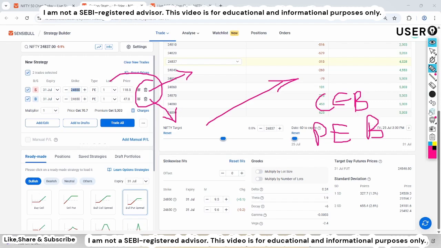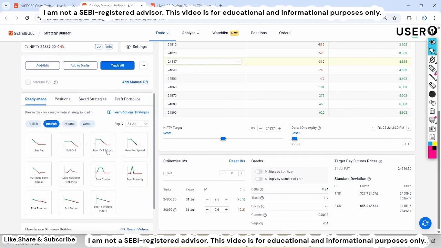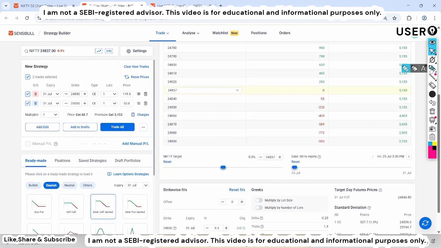Similarly, I will be showing you the bearish one. See, sell, bull call spread. This is bear call spread, sorry. So in the bear call spread, what is happening? CE sell. CE sell means the market should go down. How about CE buy? The market should go up.